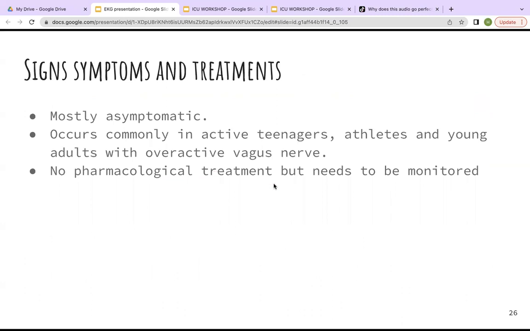It's mostly asymptomatic. It occurs commonly in teenagers, athletes, and young adults with an overactive vagus nerve. No treatments, but needs to be monitored because it can progress into some of the other blocks.